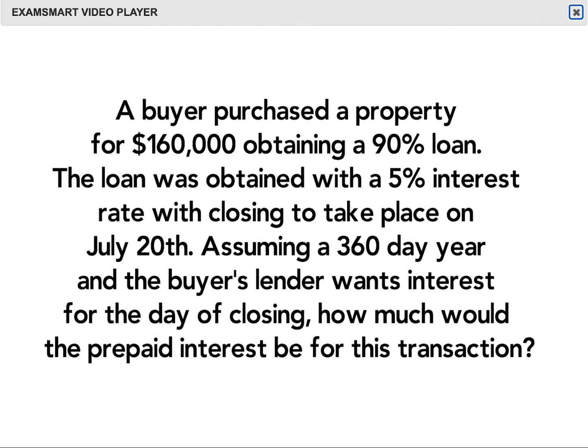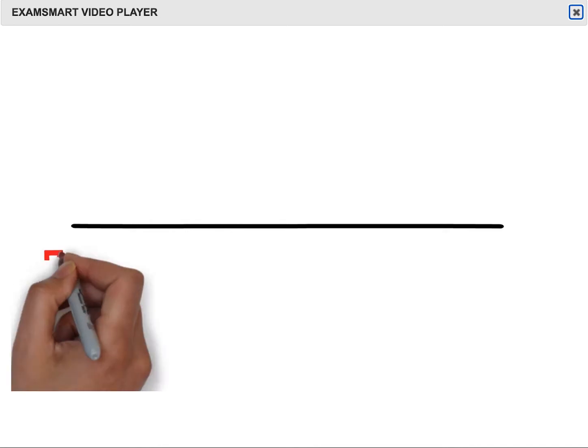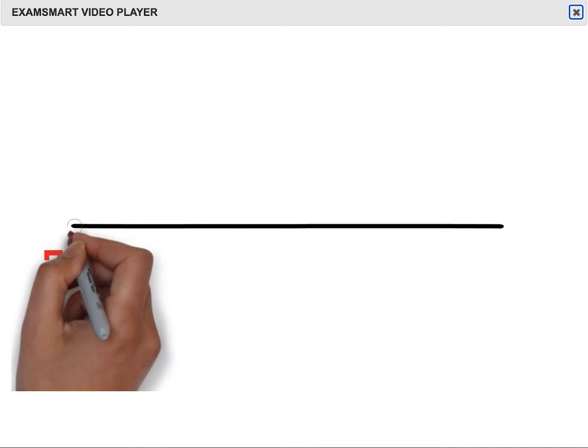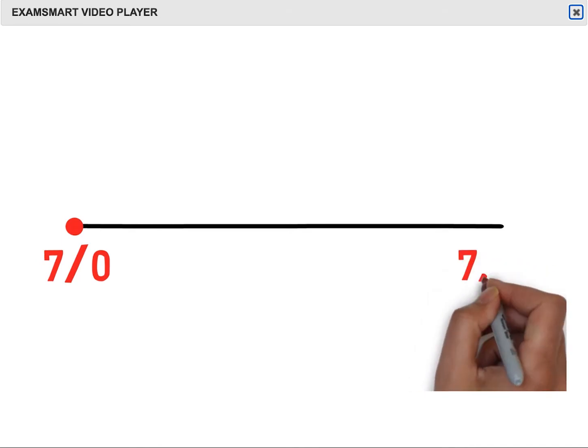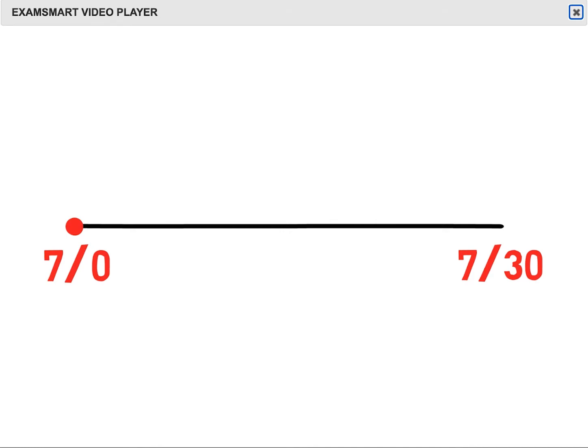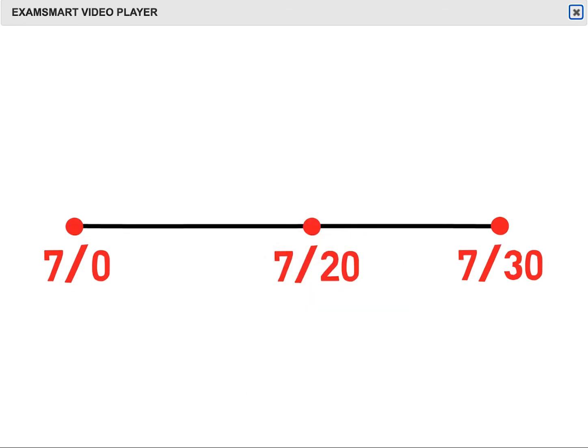Prepaid interest is what the buyer will pay basically from the closing date till the end of that current month. Let's draw ourselves a timeline as we begin. We are in the month of July, so the very beginning of our timeline will be 7/0 for the 1st of July. The end of the timeline will be 7/30 for July 30th, again using a 30-day month. The closing is on July 20th, so in the middle we'll have 7/20.